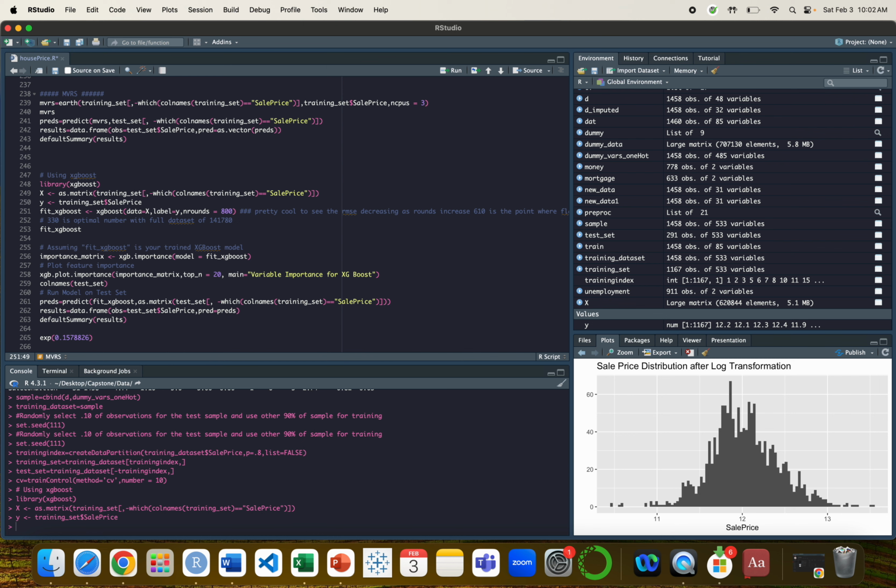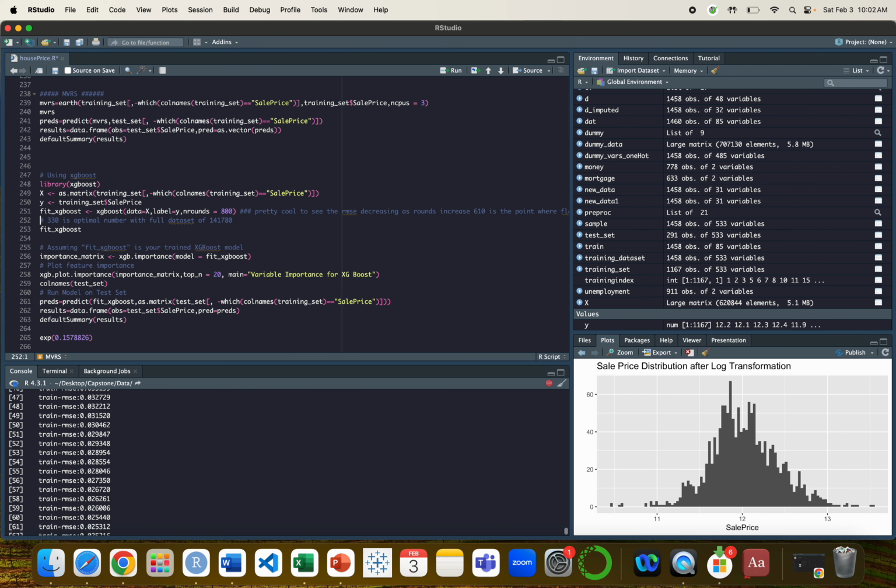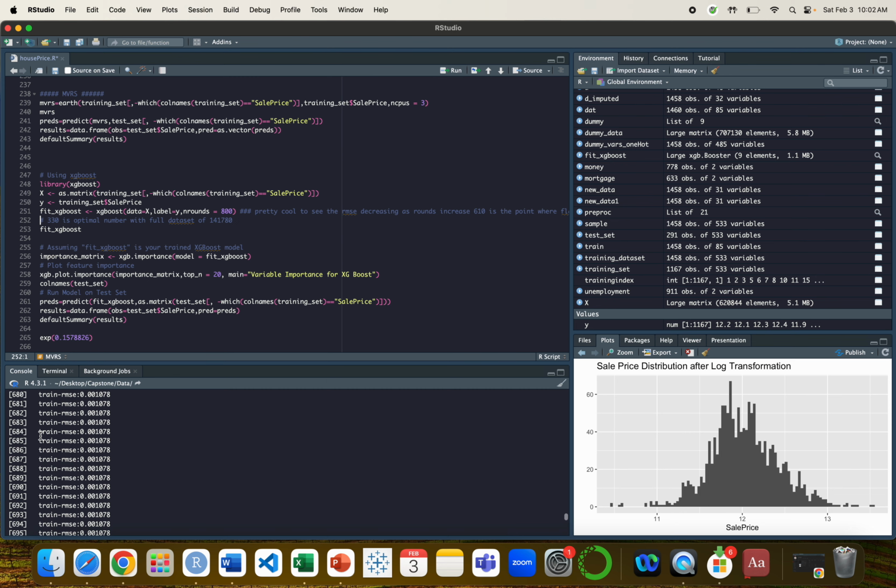Let's check it out. It's pretty cool. That's why XGBoost is one of my favorite, and it's also one of the most efficient and most predictive right now. So there it is. That's our RMSE, our root mean square error. You can see it's decreasing. It stops about 500. So I was a little early.